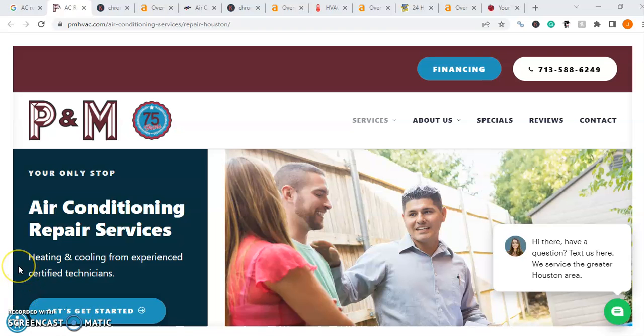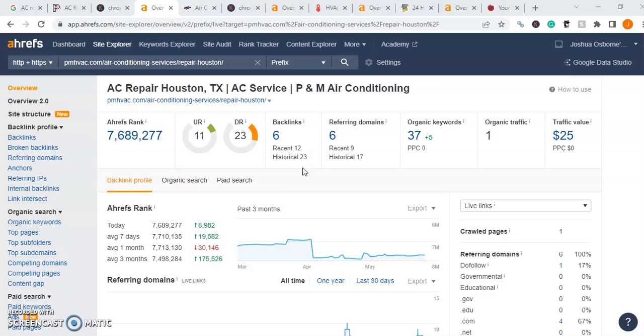Let's go to a tool I have called Ahrefs and take a look at the current backlinks that you have for your business. So here we are in a tool I use called Ahrefs, and currently you generate an 11 UR and a 23 DR, which puts you in the top 100 for 37 keywords, but you also only generate one organic user every single month. So let's talk about these metrics and what they mean.